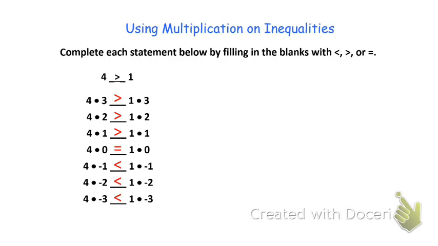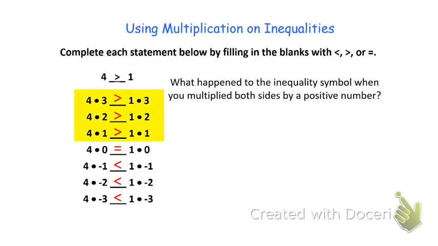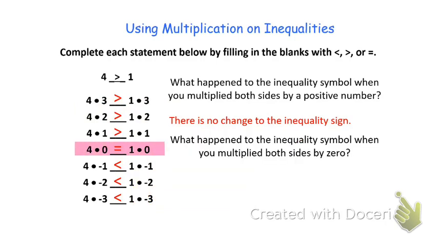So what are the conclusions here? Notice that when we multiplied both sides by a positive number, the symbol didn't change. There's no change when we multiply by a positive. If we multiplied both sides by 0, we notice that we got 0 equals 0. In that case, it's equal. It just becomes an equation, 0 equals 0. It's one we don't use very often.